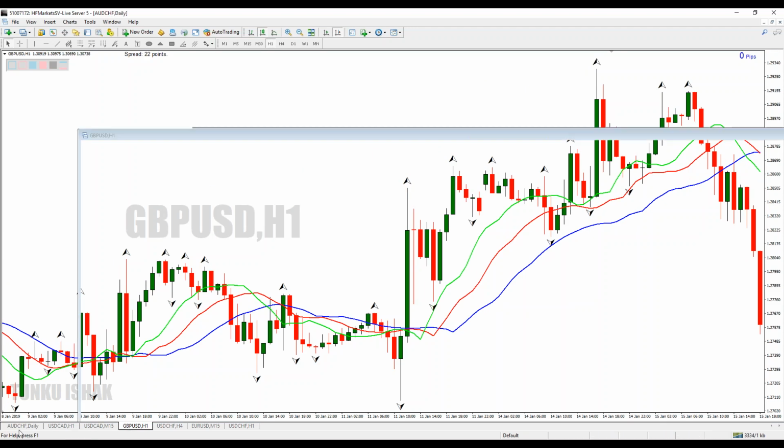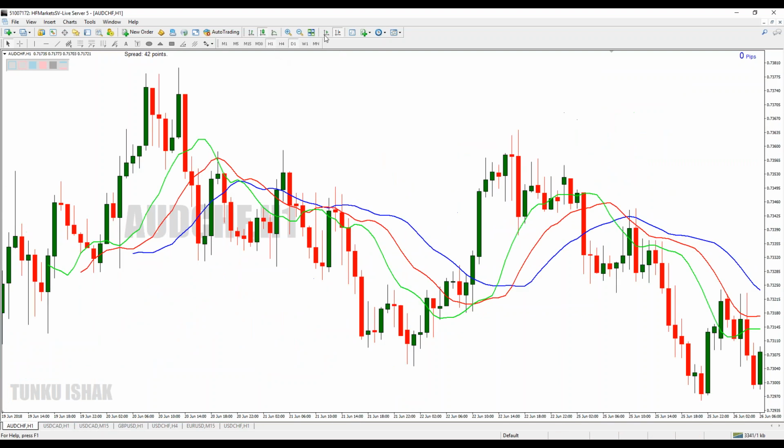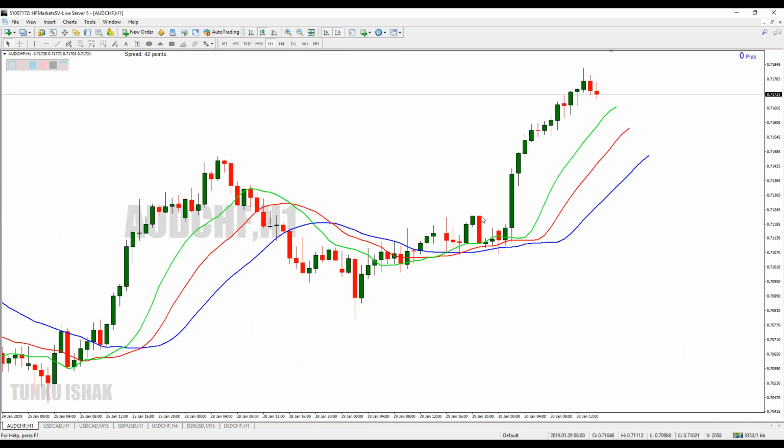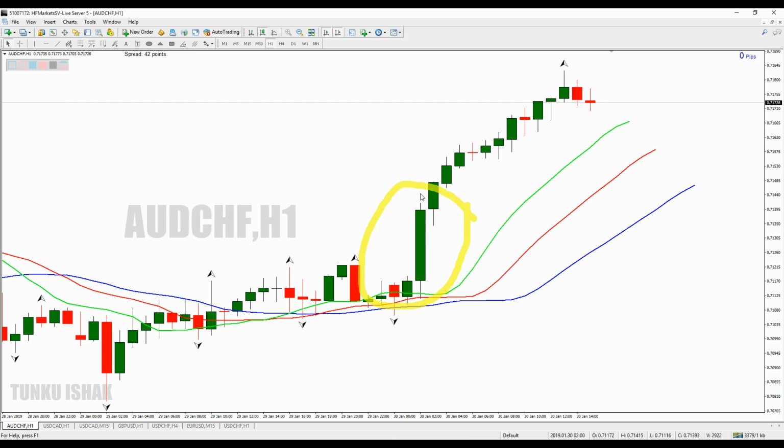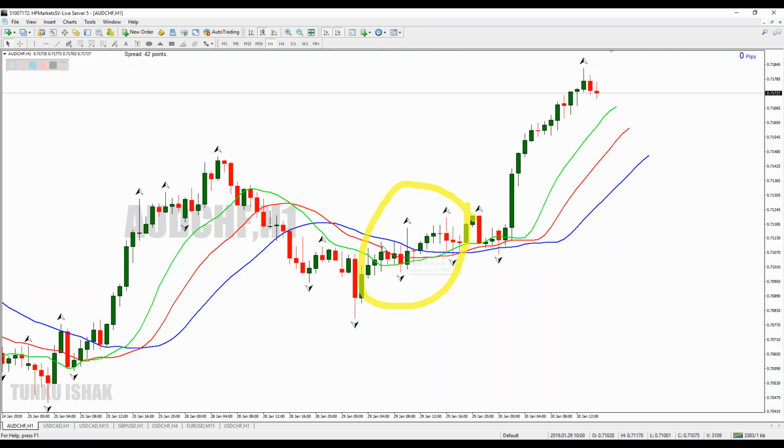So right now, this is what is going on in the market. Let me see H1 here. Okay, like this one, I think yesterday it gave us a signal around here. Okay, if you can see, here is the entry point. Here is the entry point.